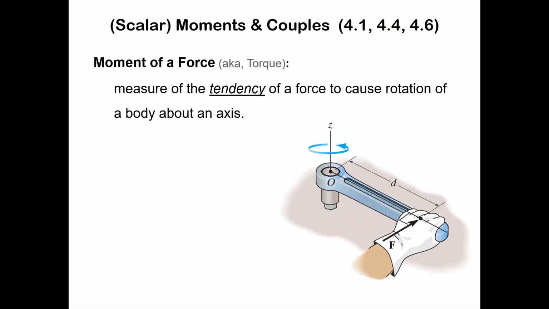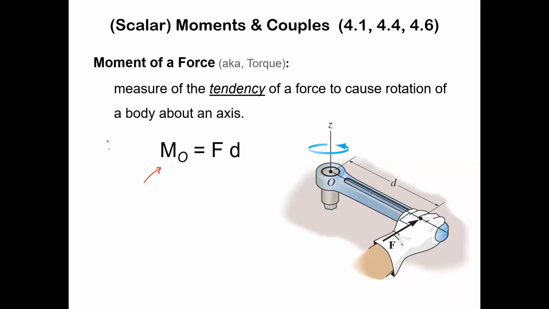It's a measure of the tendency of a force to cause a rotation about an axis. So in this case, the wrench is providing a moment about the z-axis for the bolt. It's trying to make the bolt spin about the z-axis. That's what the wrench is actually doing. And there's a force and a distance involved, and the moment is the product of those two. The magnitude of the moment is the magnitude of the force times the perpendicular distance between the force and the axis.